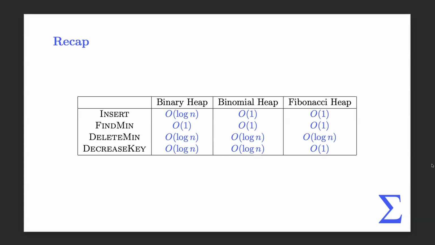Binomial heap improved insert by having constant time insertion. That was the one idea. And then the next idea was using Fibonacci numbers to force it to grow exponentially. So then we end up with something that appears much better than a binary heap.